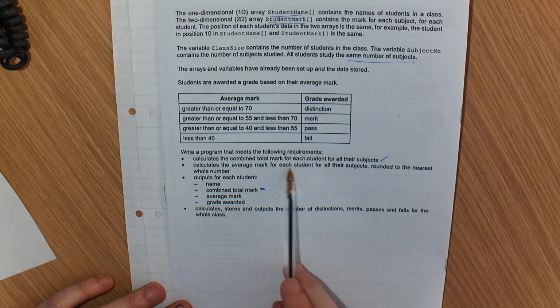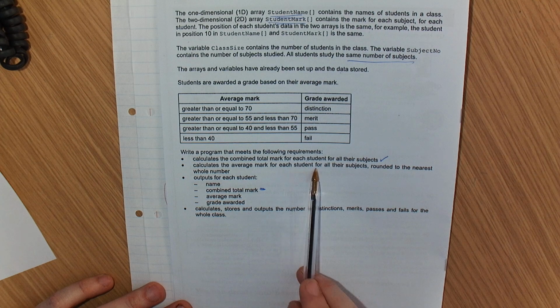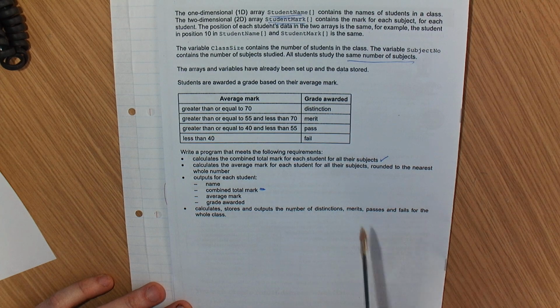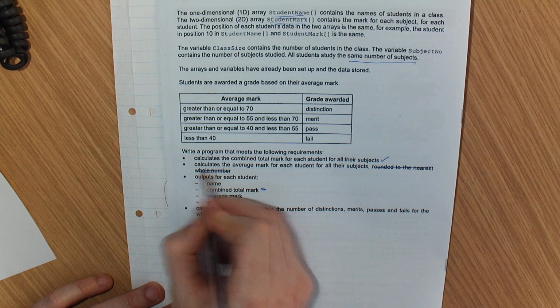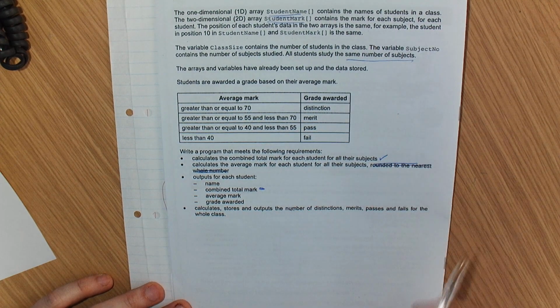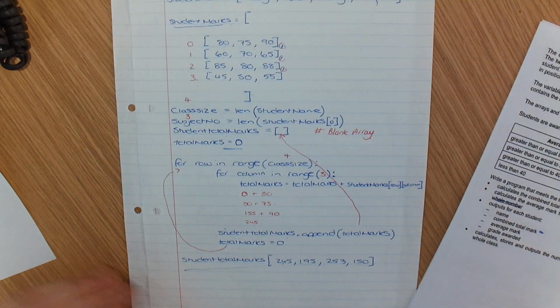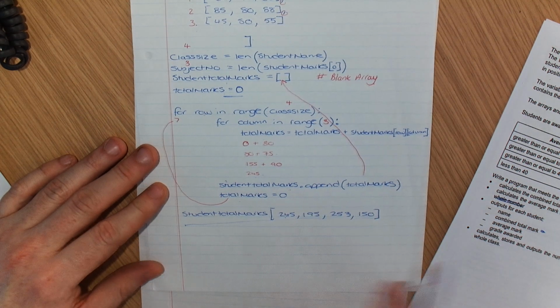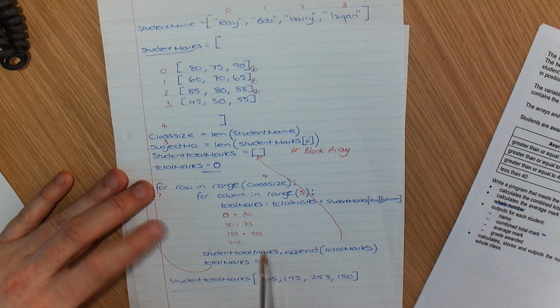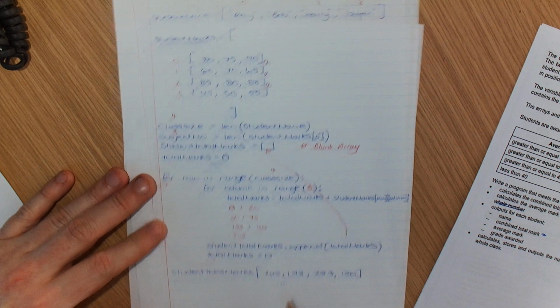Now I need to calculate the average for each student across all their subjects. Don't worry about doing the rounding for this, okay? We're just going to work out the average. Now, working out the average is actually not too difficult, because all I need to do is iterate through this that I've made, okay?